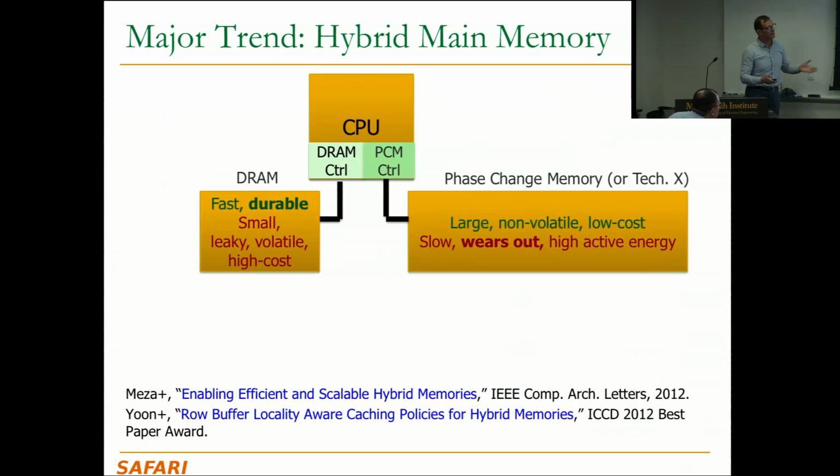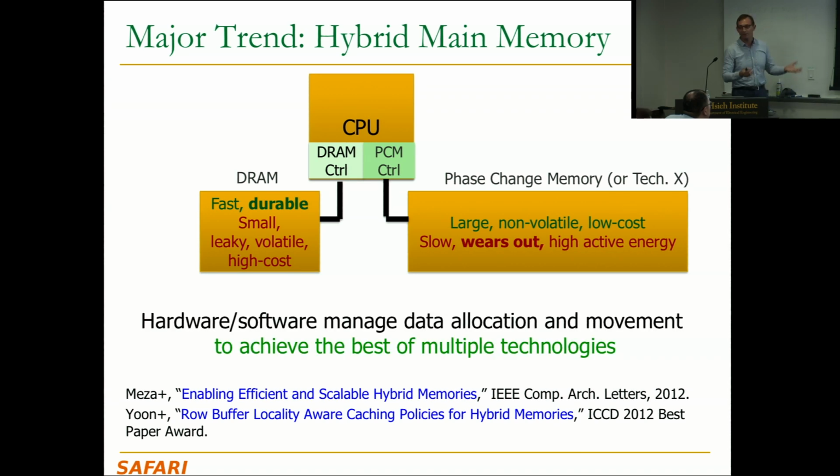As a result, researchers and also designers have been looking at hybrid memory technologies that look like this. You have multiple different technologies, and you combine them such that they have complementary greens, hopefully, and complementary reds. And you design the hardware and the software to manage the data allocation and movement such that you can exercise the greens as much as possible while avoiding the reds as much as possible. And that's the idea, and this is already happening. It's going to happen increasingly more, in my opinion.